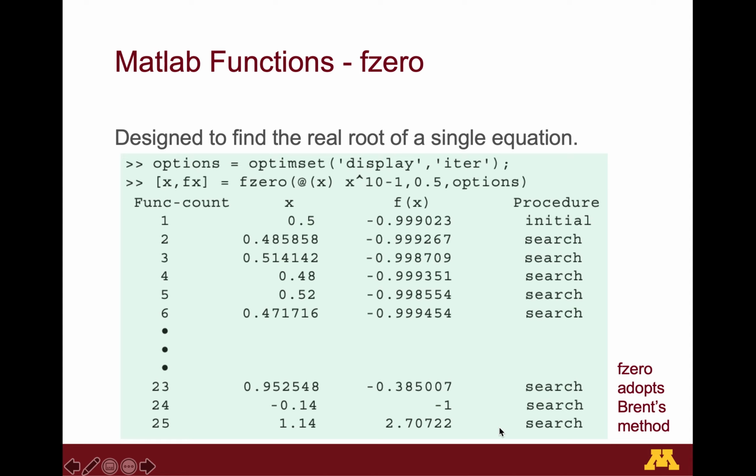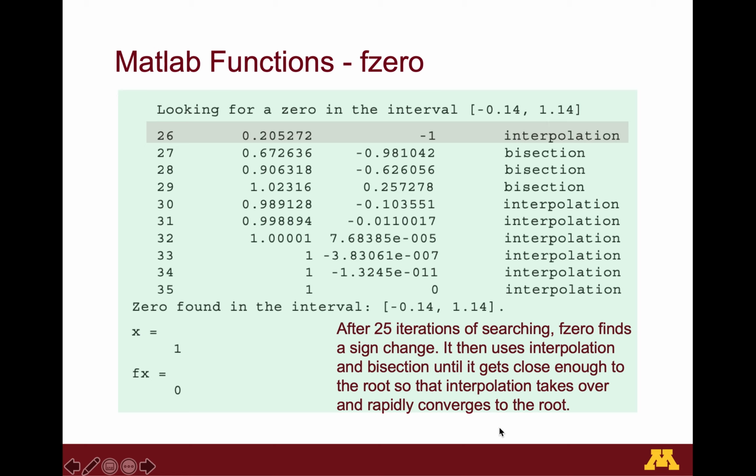Pay attention that after 25 iterations of searching, fzero finds a sign change in the fx column. It then uses interpolation and bisection, shown in the last column, until it gets close enough to the root so that interpolation takes over and rapidly converges to the root. In the end, the root is found as x equals 1.